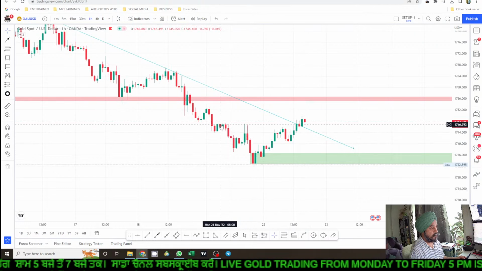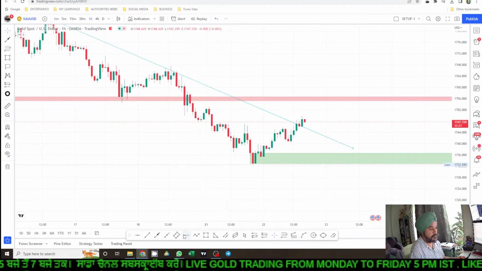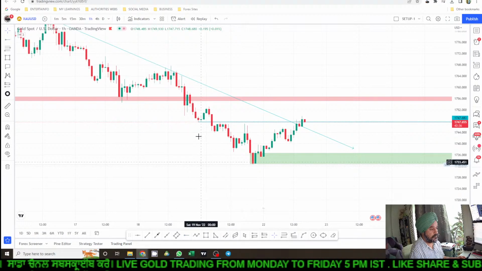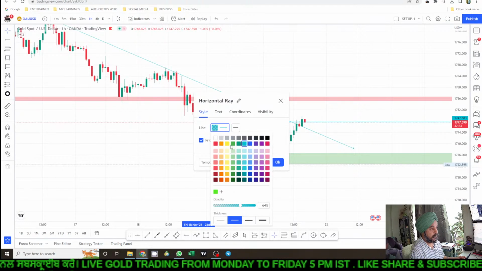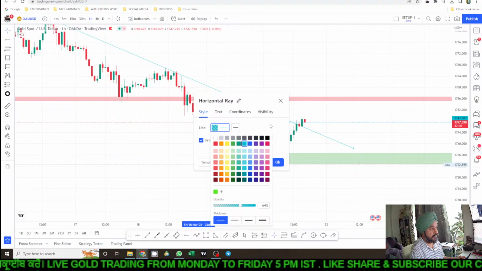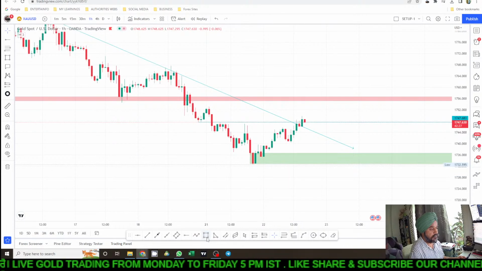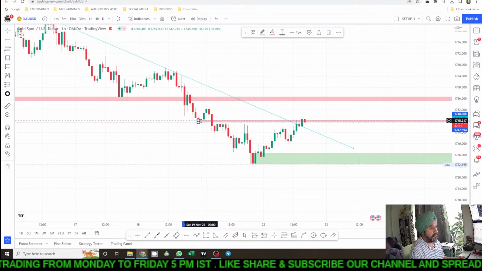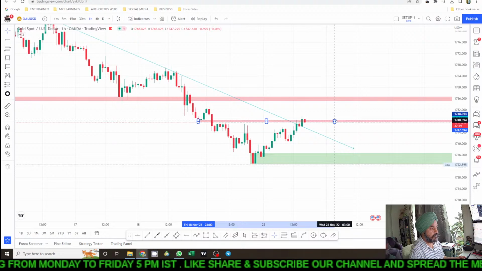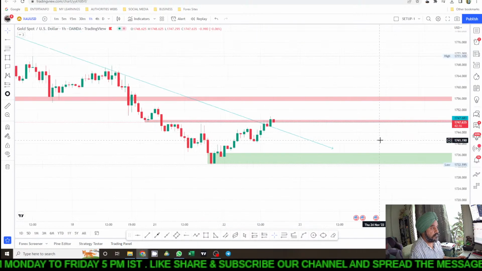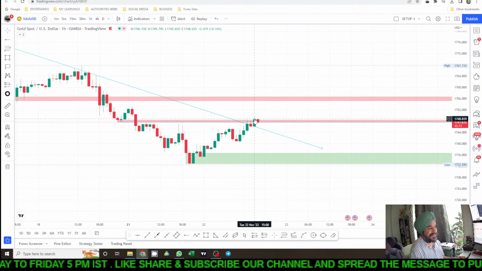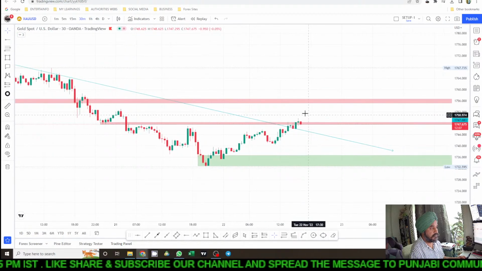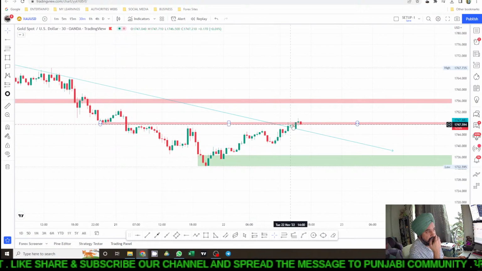Okay, so gold just had broken and give us a false movement upside. It was a fake out. I know many people would have jumped in and they lost their trades because it was a false breakout. Okay, so gold is still struggling with the resistance. If we will switch to 30-minute, in 30-minute we will see this was a fake out. Okay, it was a fake out.